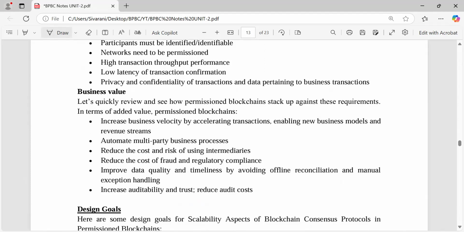It increases business velocity, and multi-party business processes are also automated. Using it without intermediaries reduces cost and risk, and fraud and regulatory compliance costs are reduced. It improves data quality and timeliness by avoiding offline reconciliation, and increases auditability and trust, reducing cost.